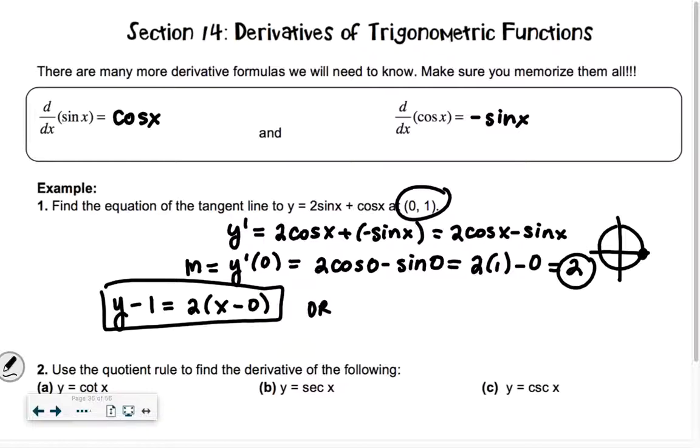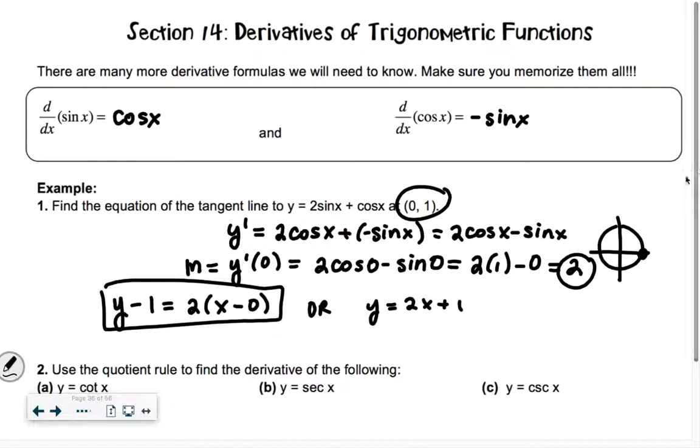You can write it like this. Or if you recognize that (0, 1) is a y-intercept, over 0 up 1, then you can just plug that in for your b in the form y equals mx plus b. So you could also have y equals 2x plus 1. But remember, it's okay to leave things like this on the AP test, in point-slope form.